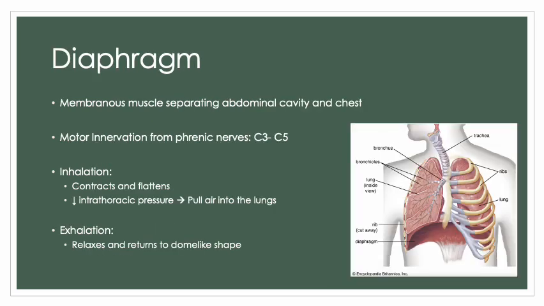So next, moving on to the anatomy of the diaphragm. This is a membranous muscle separating the abdominal cavity from the chest wall. Motor innervation comes from the phrenic nerve that is derived from C3, 4, and 5. The way I remember that is C3, 4, 5 keeps the diaphragm alive.